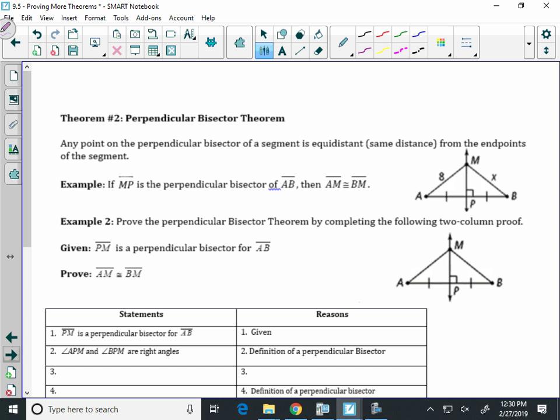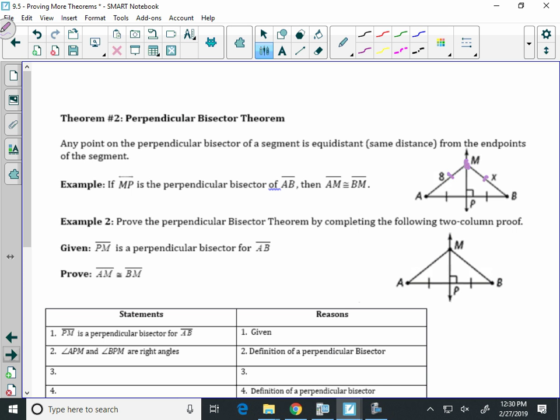and it says any point on a perpendicular bisector of a segment is equidistant, so the same distance from the endpoints of the segment. So we look at this diagram. MP is a perpendicular bisector, and M is a point sitting on that perpendicular bisector. So that means the distance from A to M is the same exact distance from M to B. Okay? Because it's sitting on the perpendicular bisector, so it's the same exact distance from the endpoints. Okay? So these two segments right here are congruent. That's what that means. Okay?